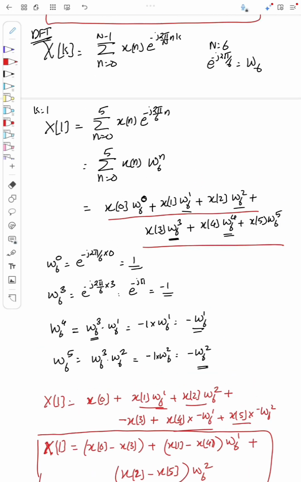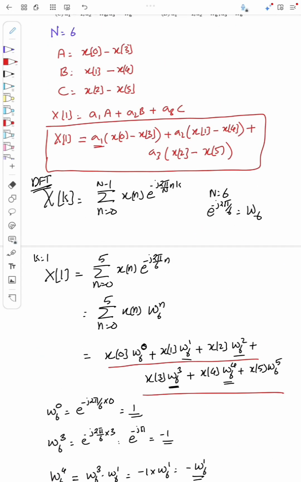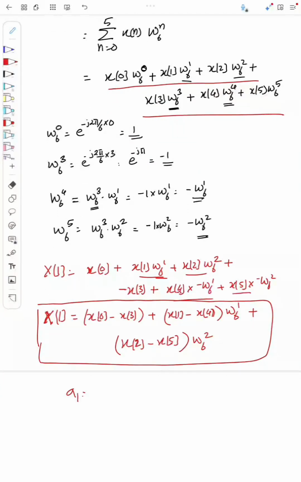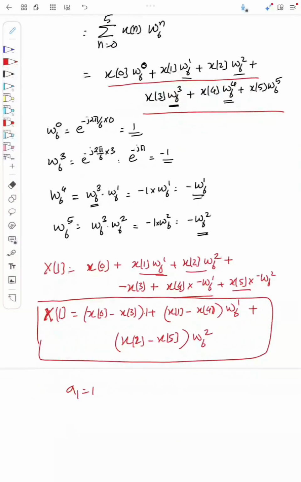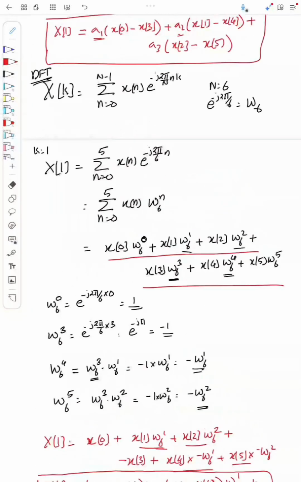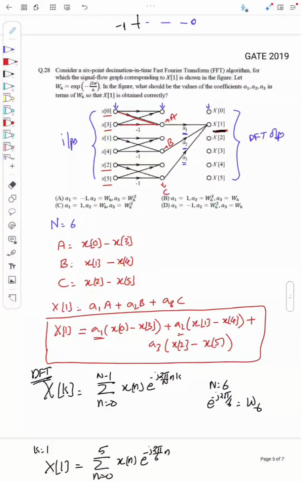Now if I compare this with the earlier equation, I will get a1 equal to 1, because this is into 1. What is a2? a2 will be equal to W6 power 1, and a3 will be equal to W6 power 2. So these will be the coefficients a1, a2, a3.